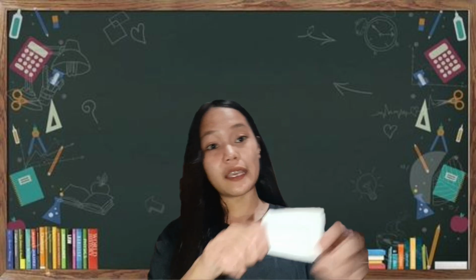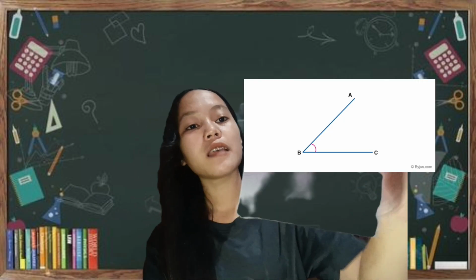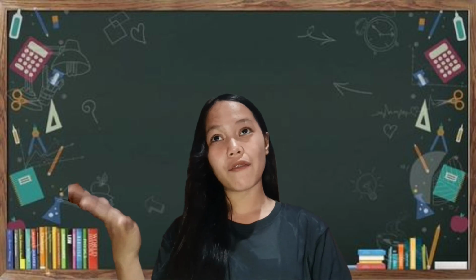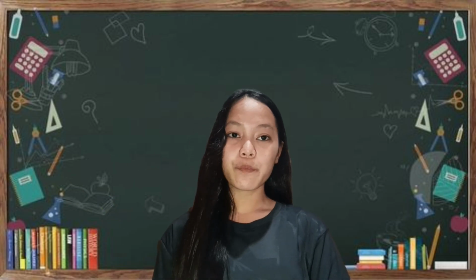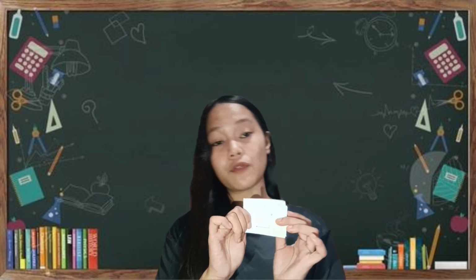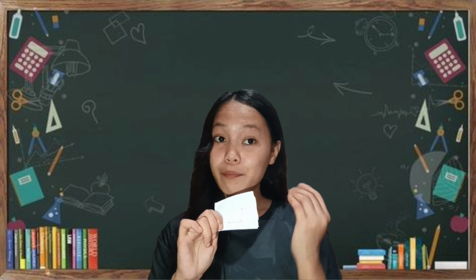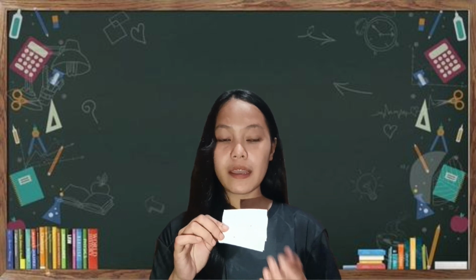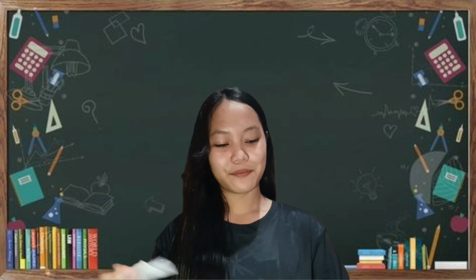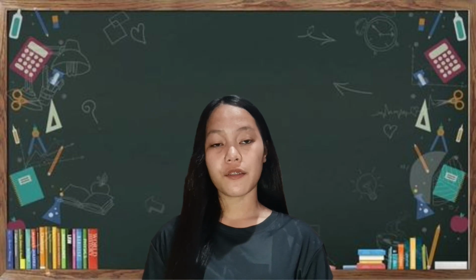I will distribute these papers. It is written with angles, and you will find your pair to have a matched angle. Each one of you will have this paper, and of course, you will find your partner. Then, you will write your matched form on a paper, then submit it to me. Got it? Okay. Our topic is all about linear pairs and the vertical angles theorem.